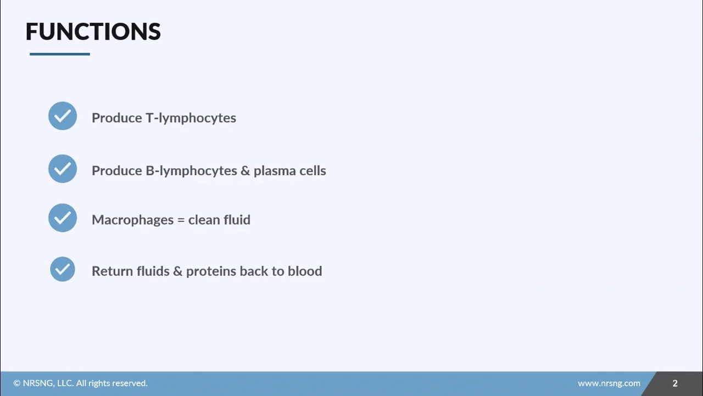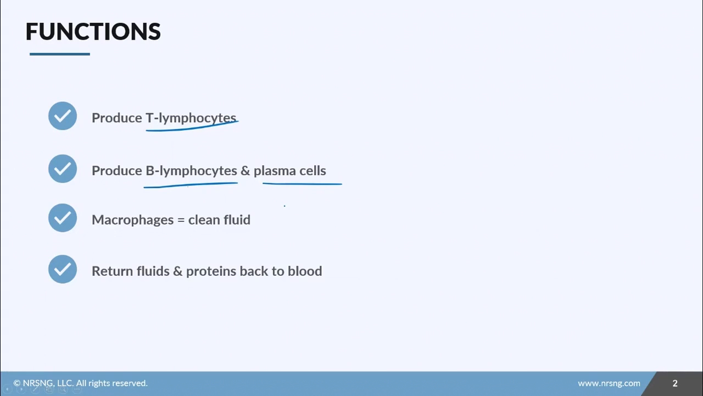In this lesson, we're going to talk about the lymph vessels and fluid. To get started, the first thing we need to know is what all the functions of the lymphatic system are. Well, the lymphatic system is part of the immune system, and the purpose here is really to produce a couple of different cells that are key to that immune system. And these are T lymphocytes, B lymphocytes, and plasma cells.